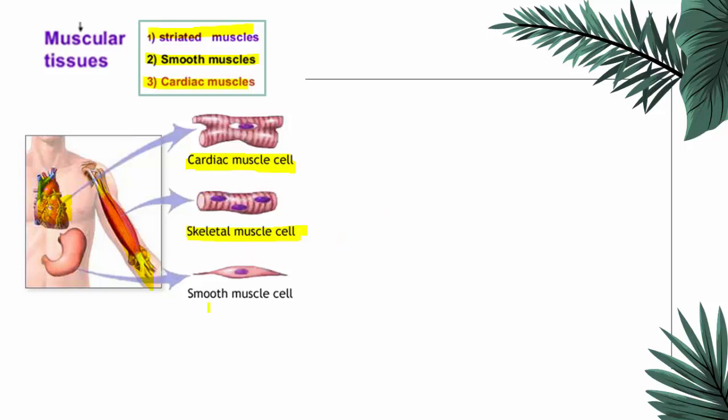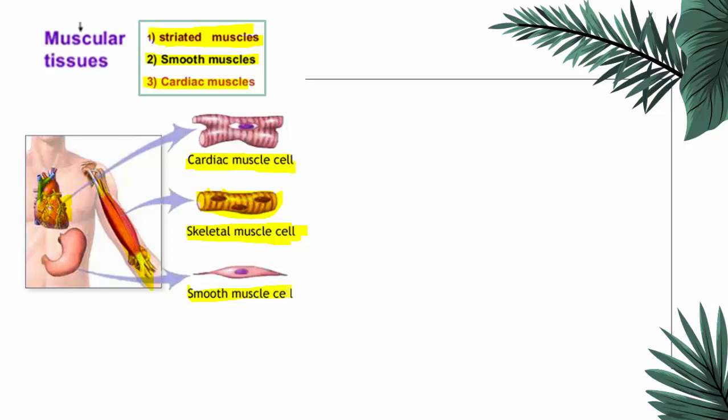One more is smooth muscles, and the striated muscles are nothing but skeletal muscles only. Striated muscles, because the muscles have strips, striations, bands. So here you can see the labelings or the markings. These lines are the representation of bands. Therefore, the skeletal muscles are also known as striated muscles.